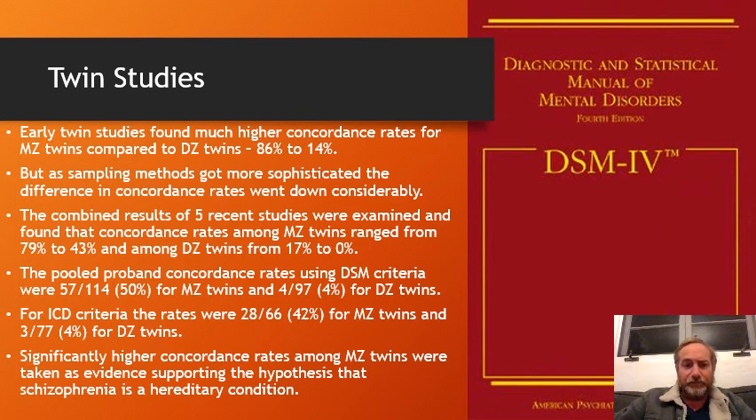But basically, 50% of MZ twins were concordant, meaning that both twins had schizophrenia if one did, and 4% for the DZ twins. So pretty different, right? And if you're using ICD criteria, it's 42%, so still pretty different. So clearly, significantly higher concordance rates among the MZ twins, taken as evidence supporting the hypothesis that schizophrenia is in fact a hereditary condition.